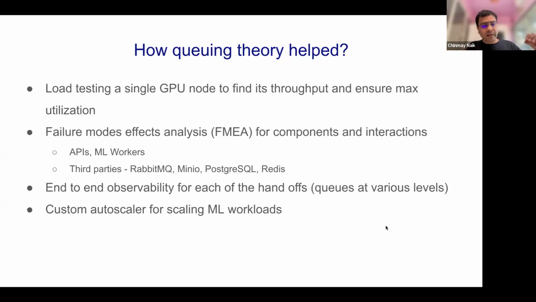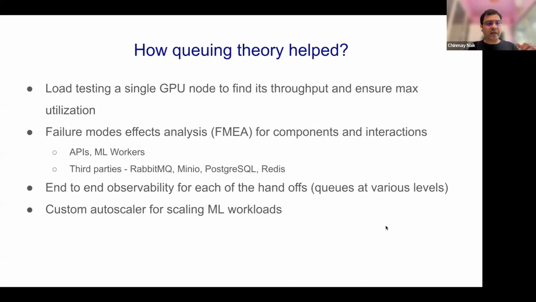Then for the third-party components, we were using RabbitMQ, Minio, which is an S3 equivalent for image storage, Postgres, and Redis. These were components that we had more confidence in, as proven boring tech that has been used for quite some time. So there is not much need to test their scaling, especially at the scale we were at. But we still tested some of them, like RabbitMQ specifically, because the team was not very comfortable with using RabbitMQ.